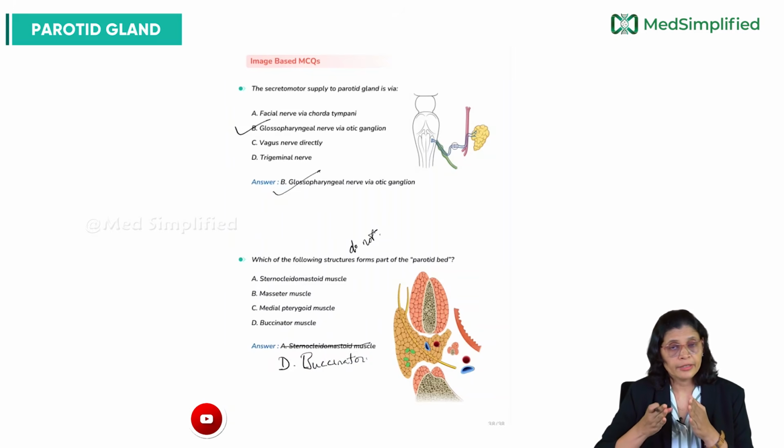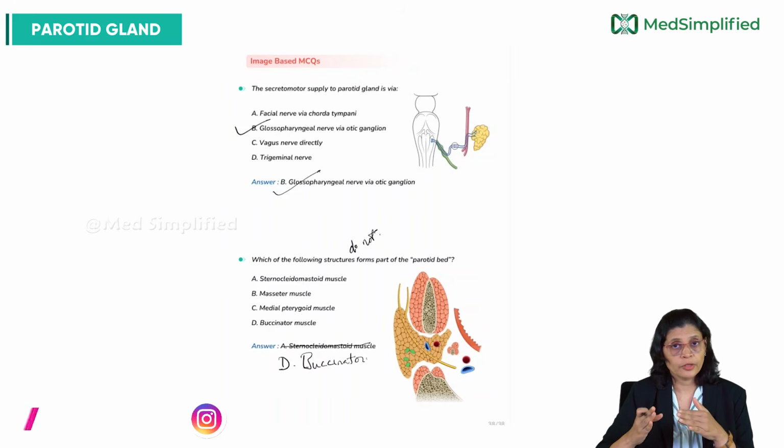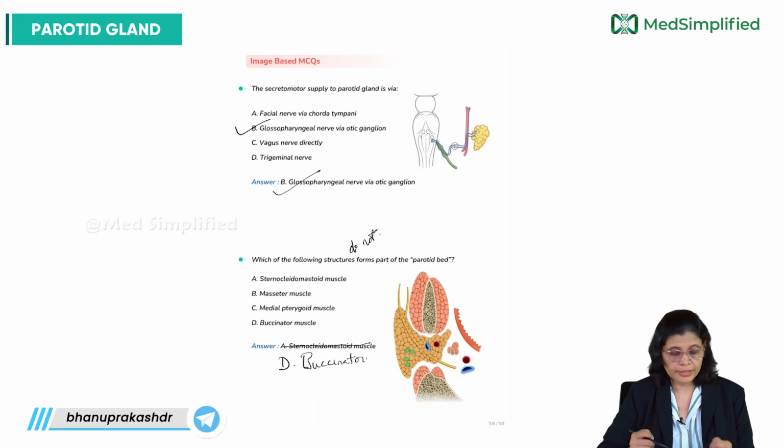We saw the ramus and the two muscles around it, masseter and medial pterygoid; the mastoid process and the two muscles there, the sternocleidomastoid as well as the posterior belly of digastric; and the styloid process and the three muscles around it, stylohyoid, stylopharyngeus and styloglossus. All of them form part of the parotid bed. That is why A, B, C form the parotid bed, except for the buccinator.